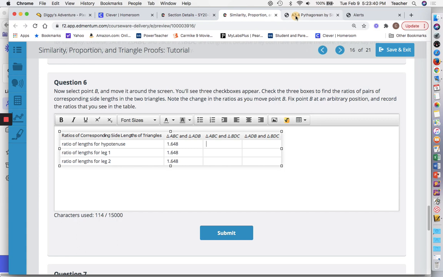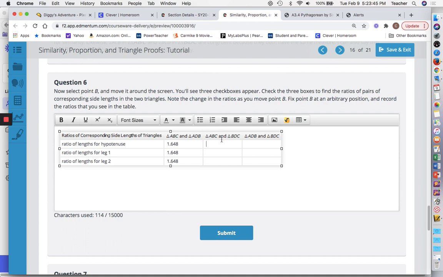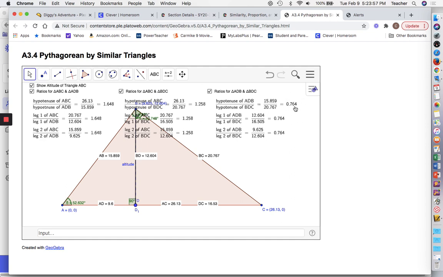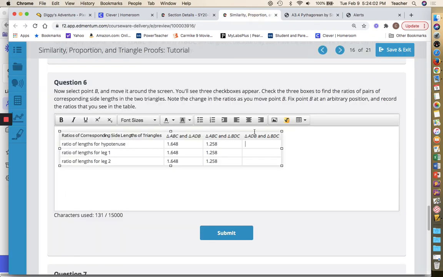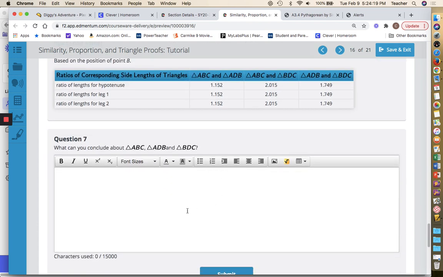All right, so now the one in the middle, ABC and BDC: 1.258, 1.258, 1.258. Last one: 0.764, 0.764, 0.764. All right. So no matter where you move the D, they are going to end up being the same. So there you go. Question 6 is done.